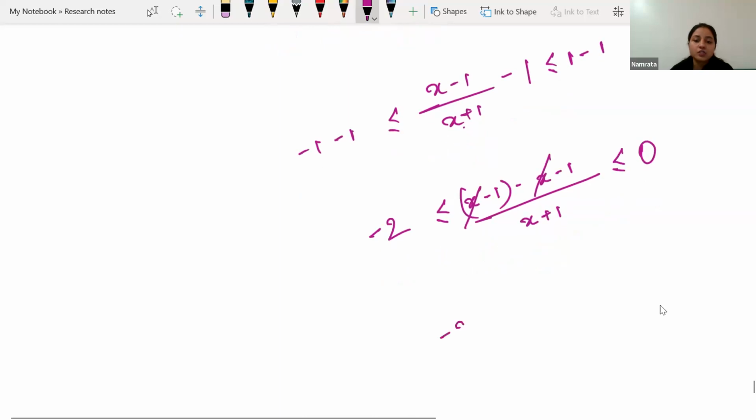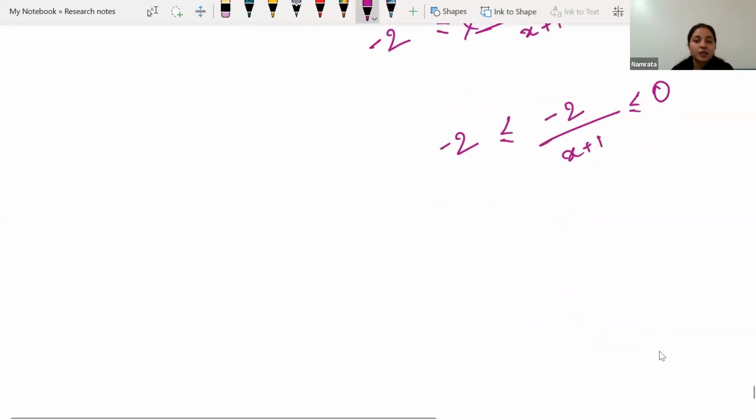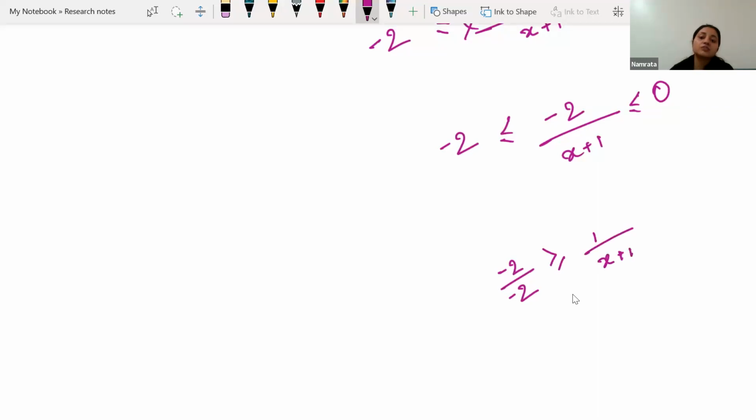So what we got? Minus 2 less than or equal to minus 2 by (x plus 1) less than or equal to 0. Now here, if we divide all the sides by minus 2, this minus 2 will go. But when we are dividing all the sides by minus 2, we have to reverse the inequality sign. This is where we have to be careful. 0 by minus 2 will be 0 only. So we are getting 1 greater than or equal to 1 by (x plus 1) greater than or equal to 0.